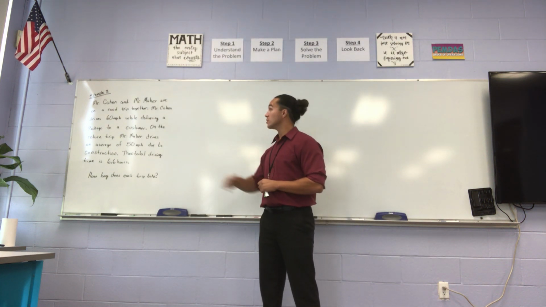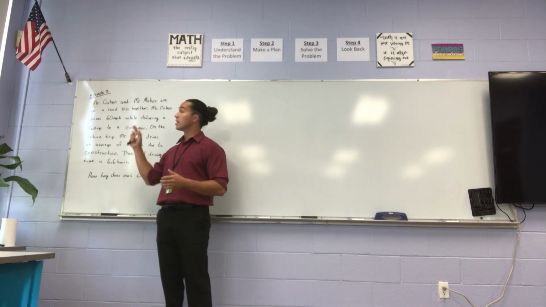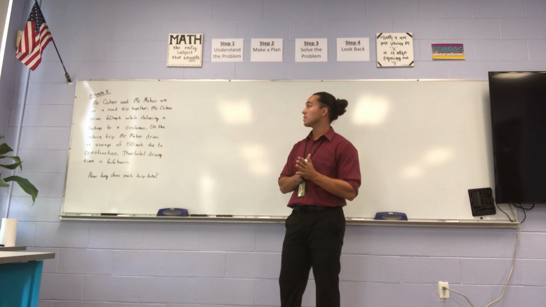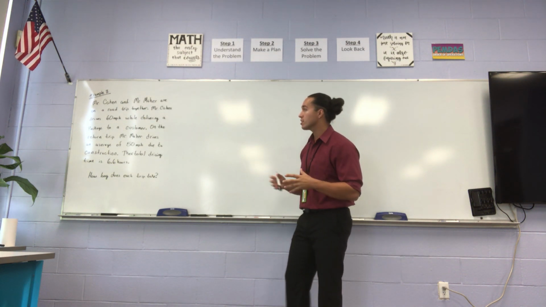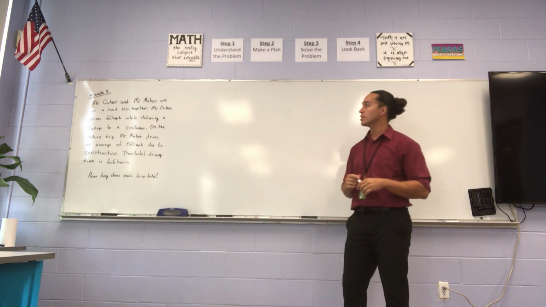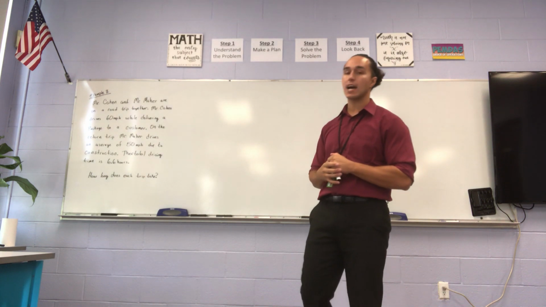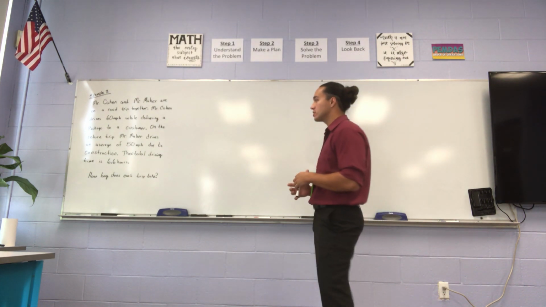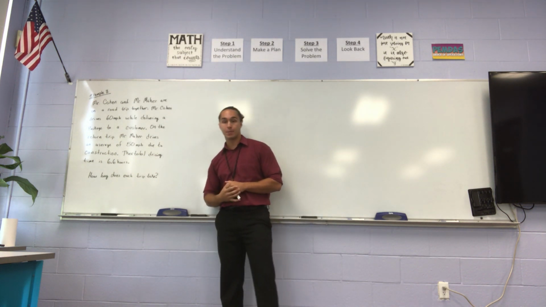All right, guys. So this is example 7. If you look, Mr. Cohen and Mr. Marr are on a road trip together. Mr. Cohen drives 60 miles an hour while delivering a package to a customer. On the return trip, Mr. Marr drives on average 50 miles per hour due to construction. Total driving time is 6.6 hours. Our goal is to determine how long it takes for each trip.